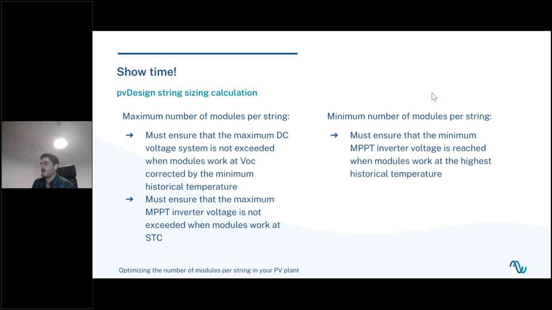Apart from that, for the minimum number of modules per string, we will give a lower value that must ensure that the minimum MPPT inverter voltage is reached when modules work at the highest historical temperature. So this will be the worst case scenario. And this way we are ensuring that inverters will always work at their best, whatever condition they face during the operation.